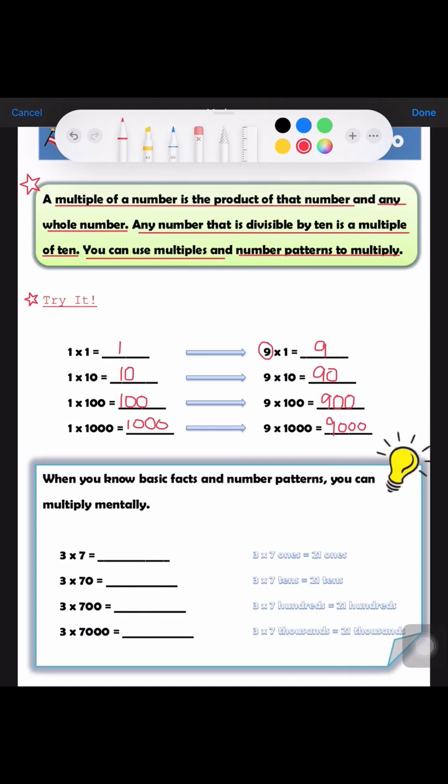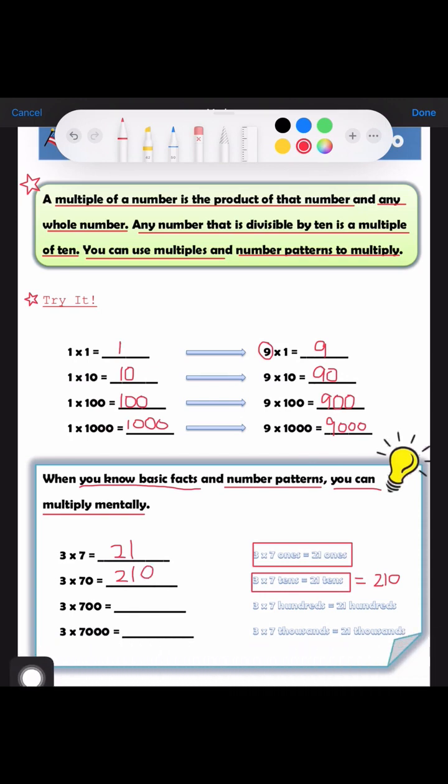So, when you know the basic fact and number patterns, you can multiply mentally. For example, 3 times 7. 3 times 7, that means 3 times 7 ones. It equals to 21 ones. So it equals to 21. How about 3 times 70? It is very simple. 3 times 70, that means it is 3 times 7 tens. So it equals to 21 tens. 21 tens equals to 210. So 3 times 70 equals to 210.